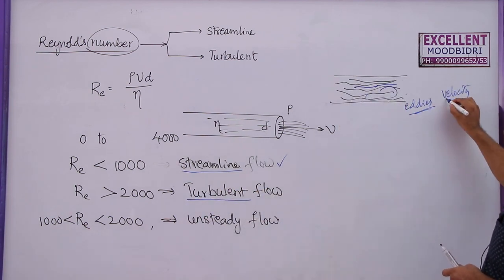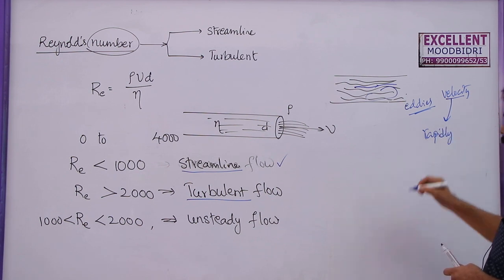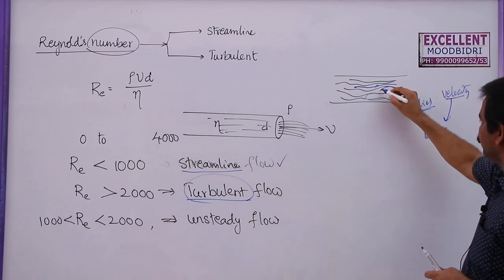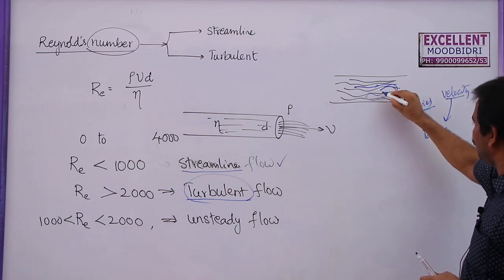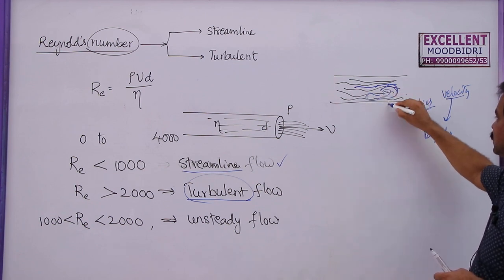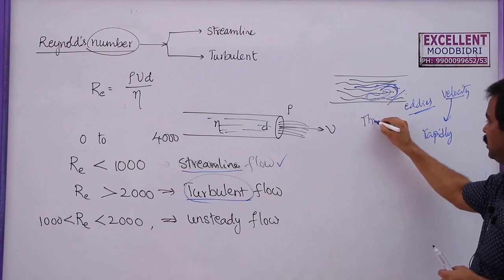If velocity changes rapidly, a rapid change in velocity, then we call it turbulent flow. Then the string may get different structures. Due to this, we can decide this flow as turbulent flow, and this is called a thread test.